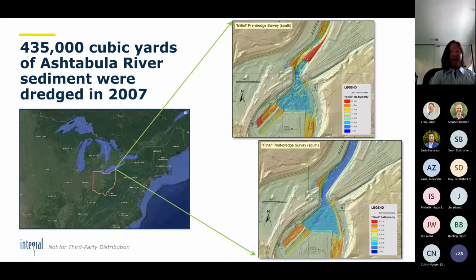Okay, so our second case study is the Ashtabula River case study. This was conducted in collaboration with Battelle and the EPA in 2007. In 2007, over 400,000 cubic yards of PCB contaminated sediment were dredged to remediate the Ashtabula River. This river is in northeast Ohio, and it empties into Lake Erie. Lake Erie has a seiche effect that results in water flowing in both directions, like a very high frequency tide, and it contributes complexity to this contaminated sediment site.